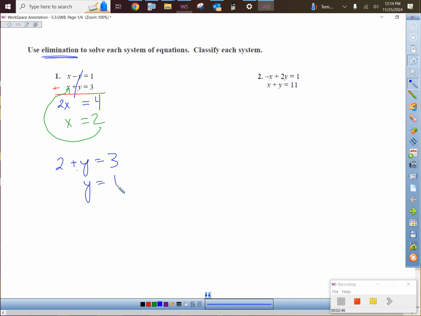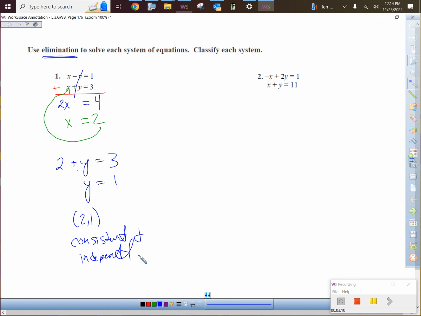What would I write for an ordered pair? Where would that be? 2, 1, right? X comma y. Is this guy consistent or inconsistent? Consistent because we got an answer. And then since there's just one answer, like there's not infinite answers, is it dependent or independent? Independent. That is another way to solve systems by elimination because they were all stacked up on top of each other, lining up real nice.